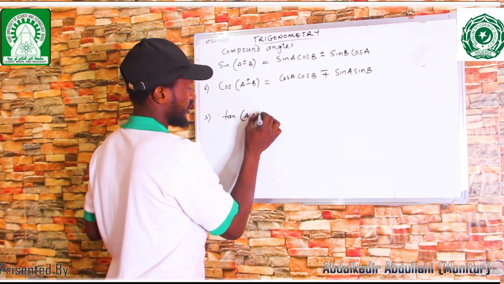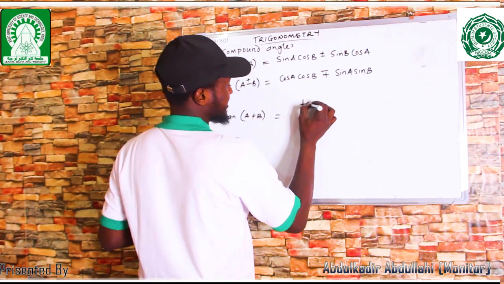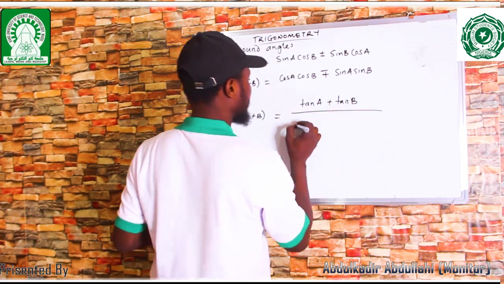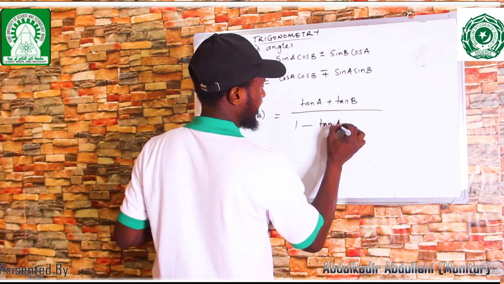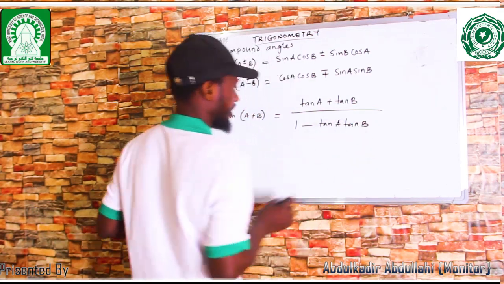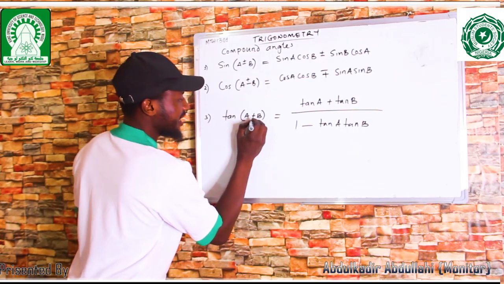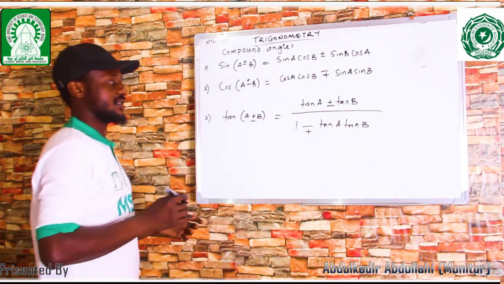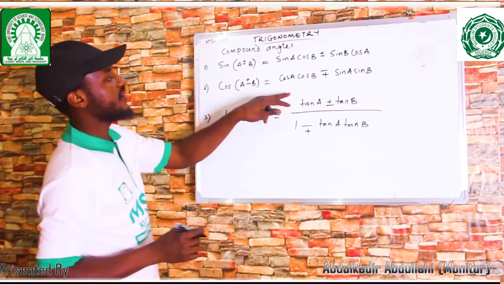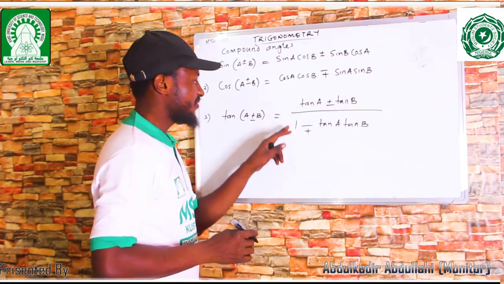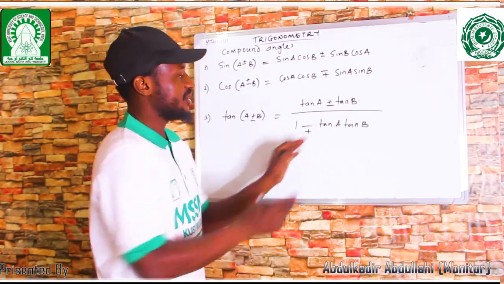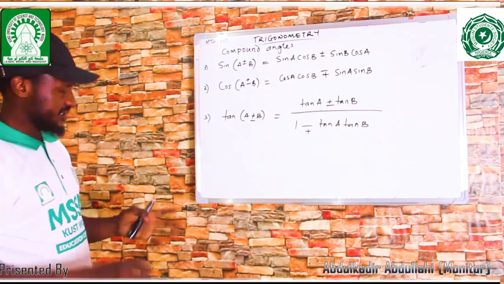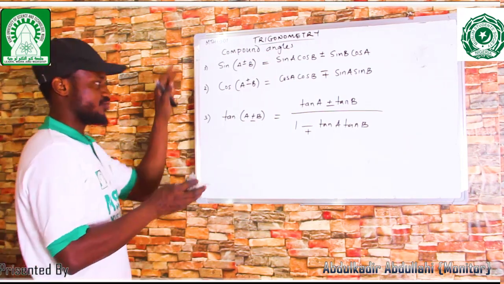Then the next one is number three, which is tan. Tan A plus B is the same thing as tan A plus tan B all over 1 minus tan A tan B. Now for assumption, if the initial is negative, so here is going to be negative, while here is going to be plus. If A minus B, then you are going to have tan A minus tan B divided by 1 plus tan A tan B. Tan A tan B means tan A multiplied by tan B. These are very important. So let's see, how are we going to use this? Six formulas given, because there are six.